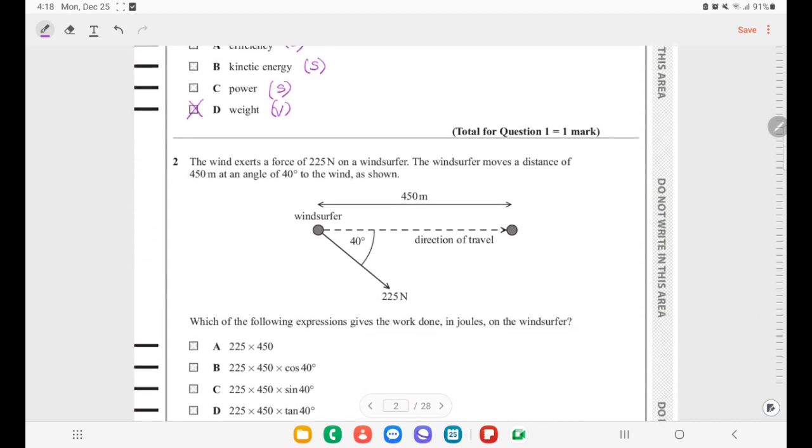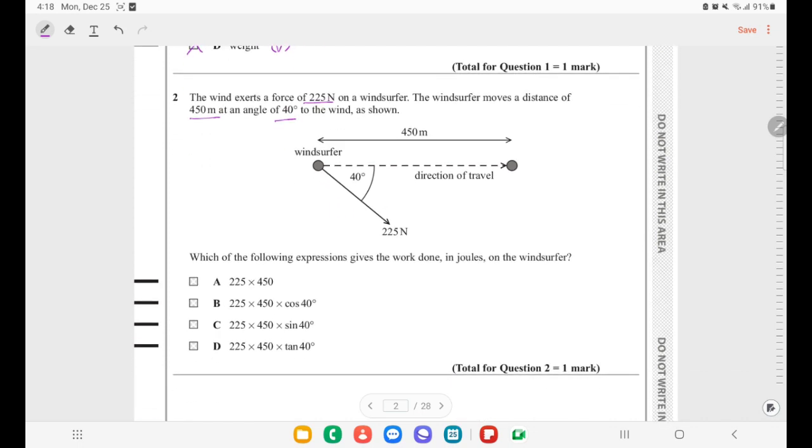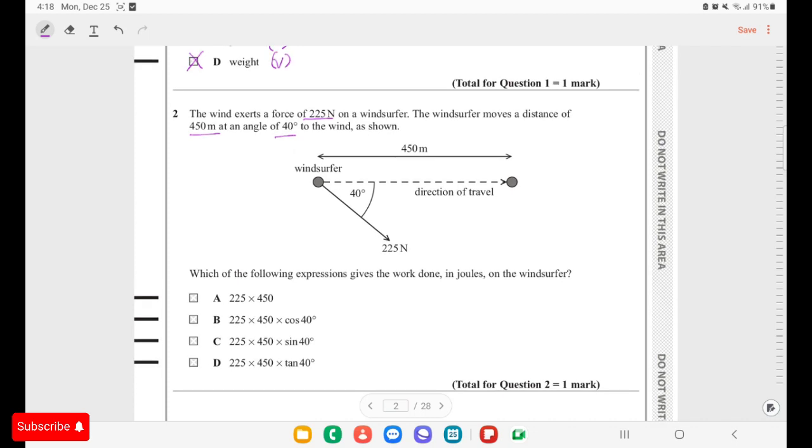The wind exerts a force of 225 Newton on a windsurfer. The windsurfer moves a distance of 450 at an angle of 40 degrees to the wind as shown. Which of the following expressions could give the work done in joules on the windsurfer? Okay. In order to find the work done over here, we have to use the force component which is parallel with this 450 distance, right? Sorry, the wind exerts a force of this much on the windsurfer. Yeah, right, sorry, I was wrong. The wind actually exerts this force onto the windsurfer.